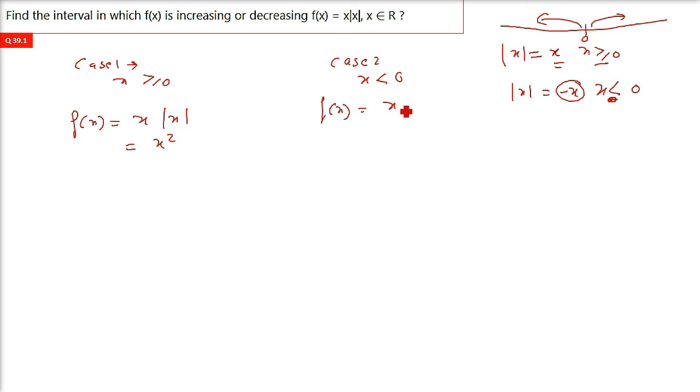So we will take negative x here. So minus x square you will get. Now let us take the differentiation. F dash x, now we are going to take. F dash x is what? 2x here. Here minus 2x here. So till here we have taken both the cases and gone up to the same step.